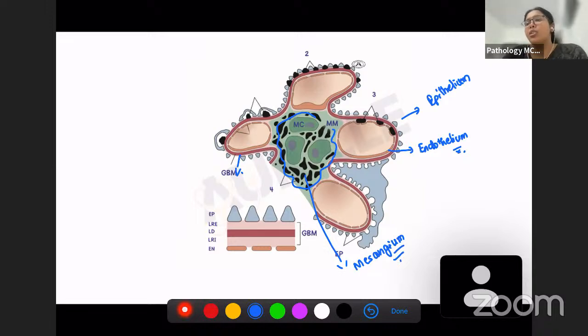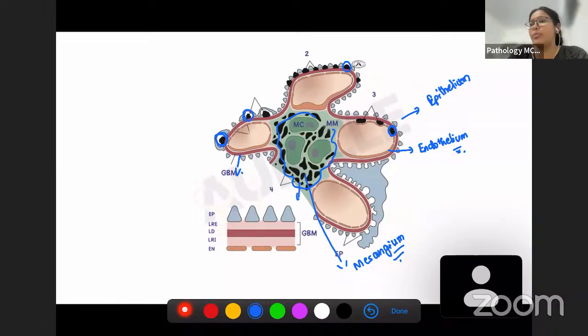Okay, so we can see there are certain types of deposits here in the epithelium. This is also here in the epithelium. This is in between the epithelial area. This is inside the epithelium, and here we can see that these deposits are below the epithelium. This is subepithelium, right? So there are different types of deposits.